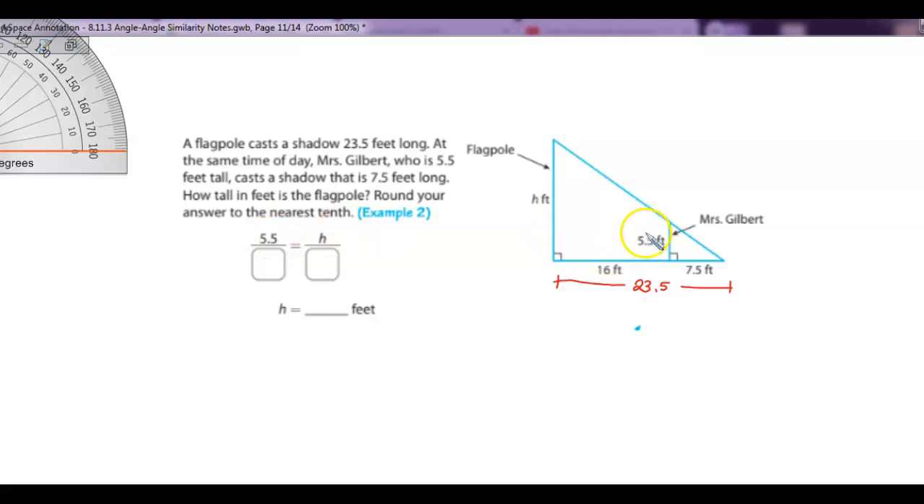So we have our height to our length, our height to our length, and I want you to simplify to find what h is. Remembering to round to the nearest tenth, we get 17.2 feet.